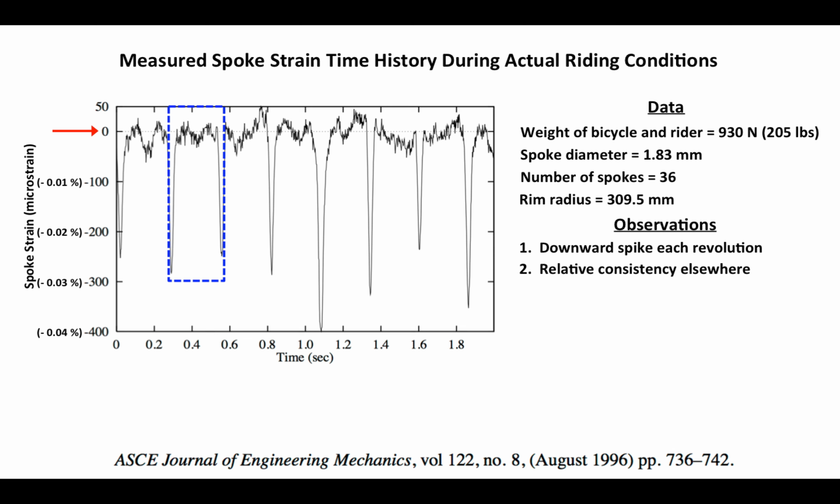Now, it's not particularly important how fast the rider was moving when these tests were taken, but you can calculate it from the graph and the information provided, and it looks to me like about 16.5 miles per hour, which is about 7.4 meters per second.